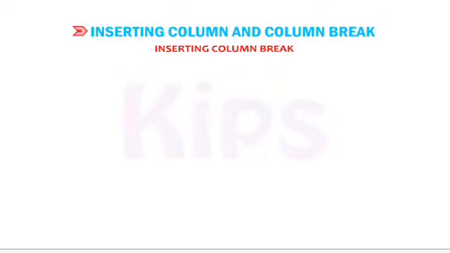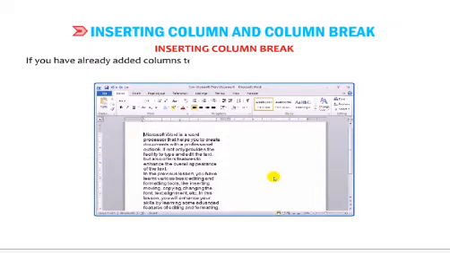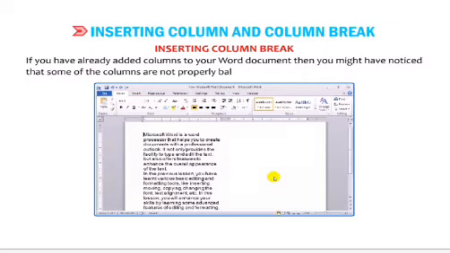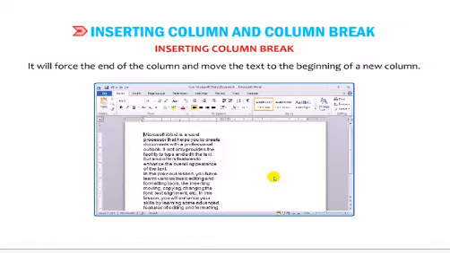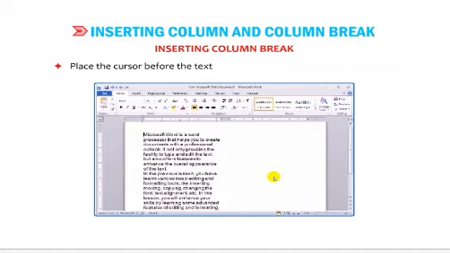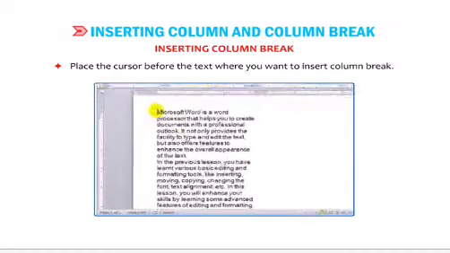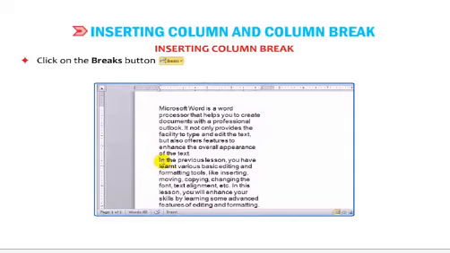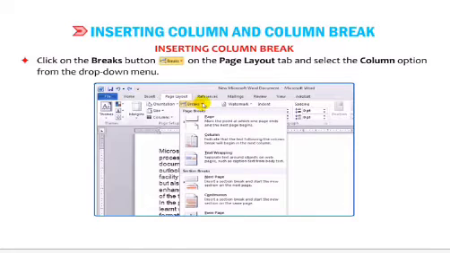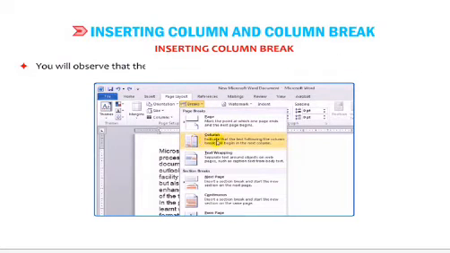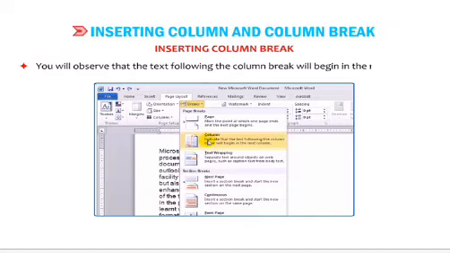Inserting column break. If you have already added columns to your Word document, then you might have noticed that some of the columns are not properly balanced. One solution to this problem is to add a column break. It will force the end of the column and move the text to the beginning of a new column. Place the cursor before the text where you want to insert column break. Click on the Breaks button on the Page Layout tab and select the Column option from the drop-down menu. You will observe that the text following the column break will begin in the next column.